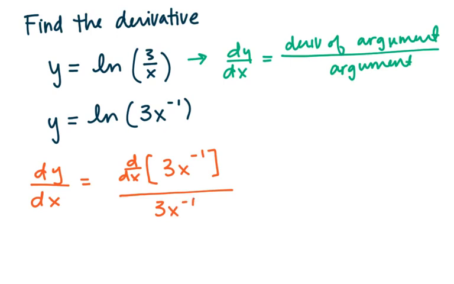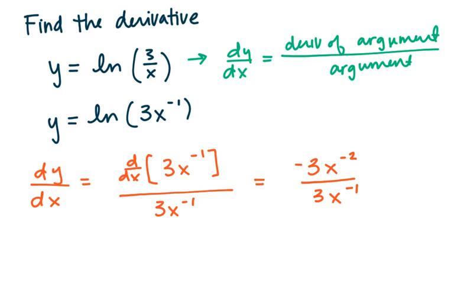So now I just need to take the derivative in the numerator. That would become negative 3x to the negative 2 over, I have 3x to the negative 1. So I use the power rule in my numerator. Negative 1 comes out in front. That's where I get my negative 3. Subtract 1 from negative 1, I get negative 2.